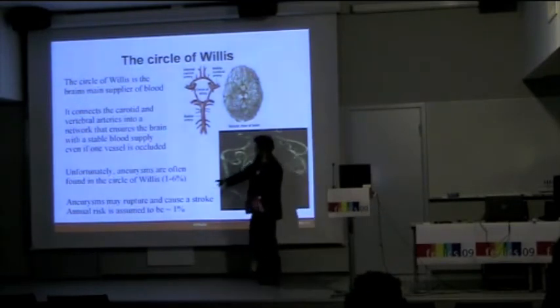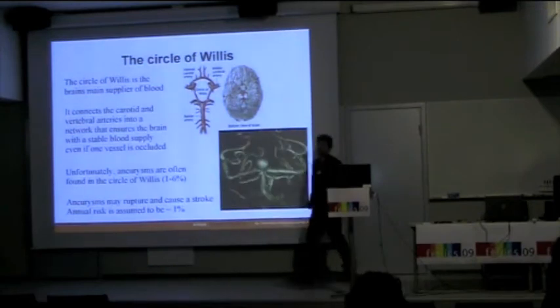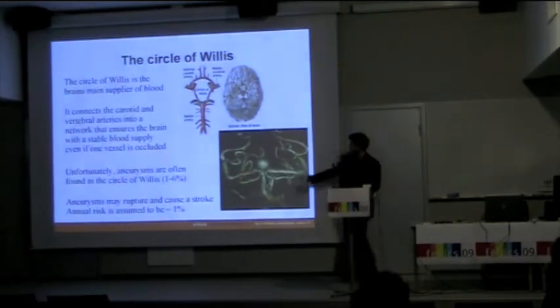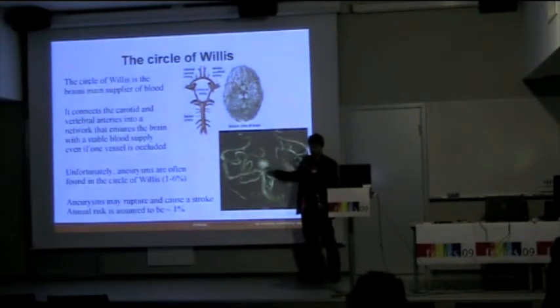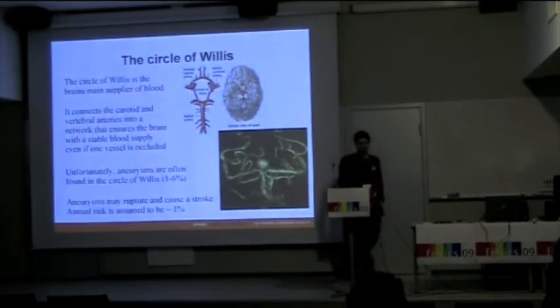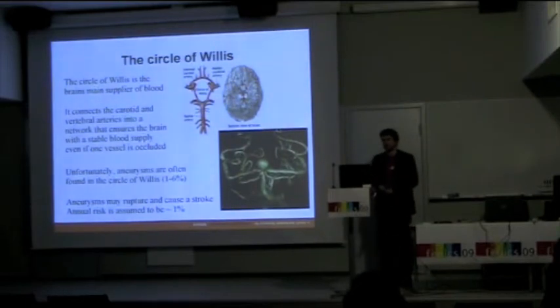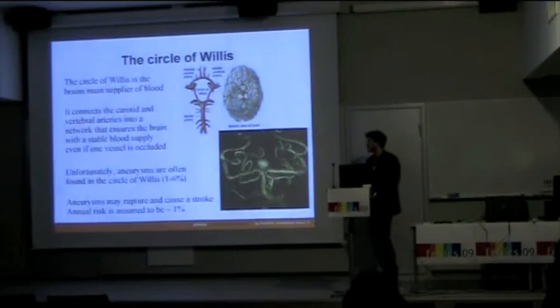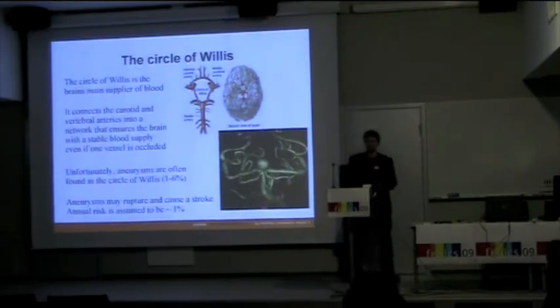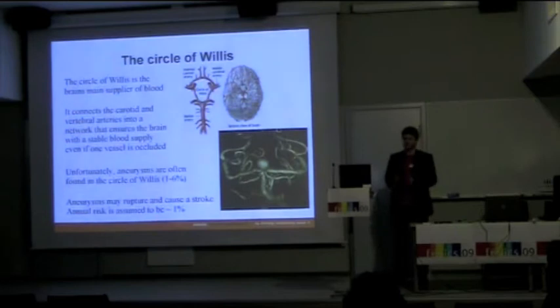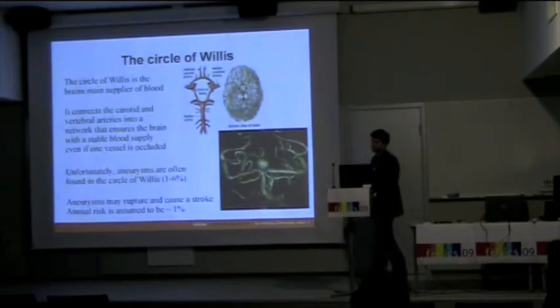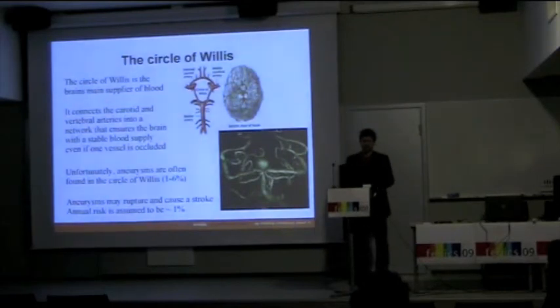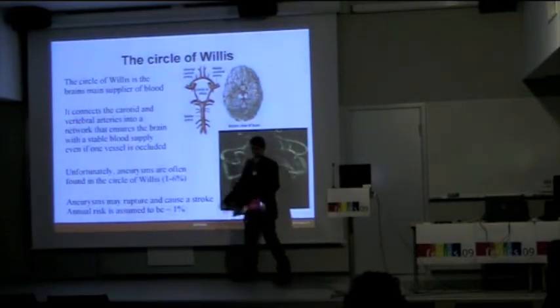So roughly 1 to 6% of us will develop aneurysms there. These aneurysms are balloon-like structures sitting on these vessels, and they may rupture, and then you will have a stroke. And the stroke you will get then is the most deadly kind of stroke that you can have. So about 30% will die within the first 30 hours or something like that. So a lot of us will get this.